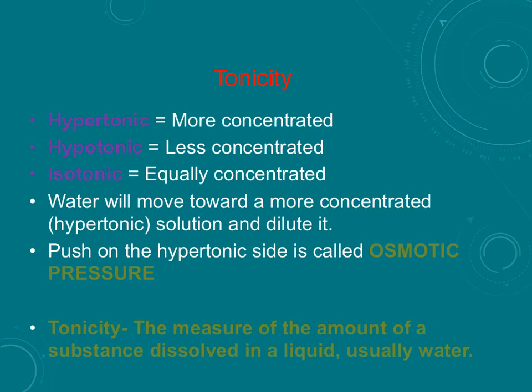You have hypotonic solutions. That would be the other side of the relationship. If you have a hypertonic side, that means there's going to be another side that has less concentration of solutes. That would be the hypotonic side. And sometimes you'll have equal concentrations on both sides of the membrane. That's called an isotonic relationship. Water will always move towards the hypertonic side.